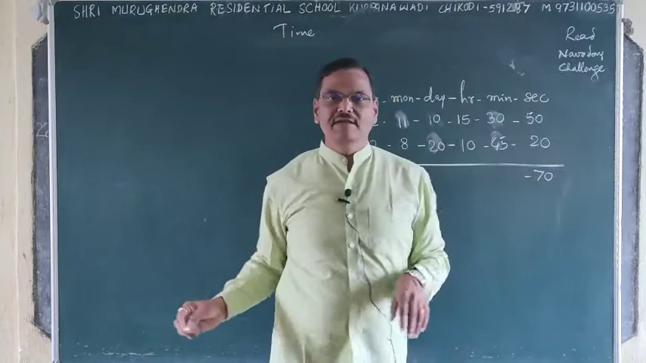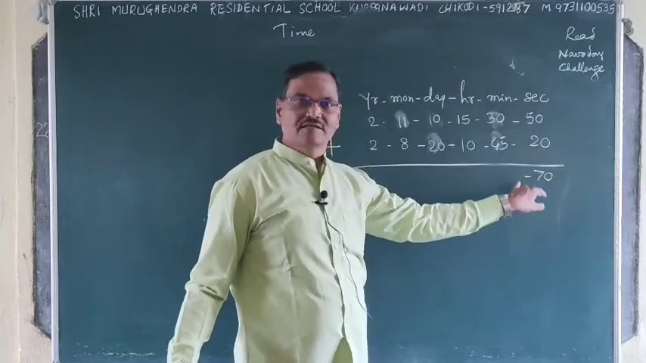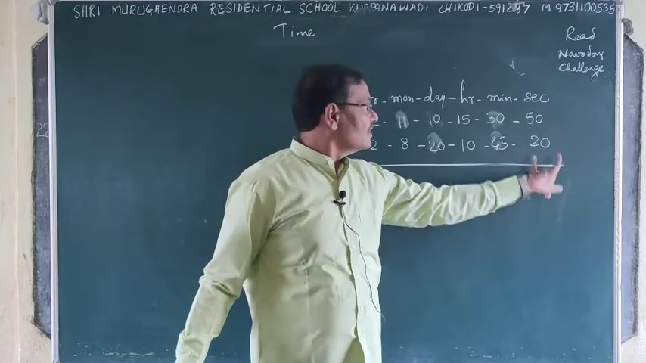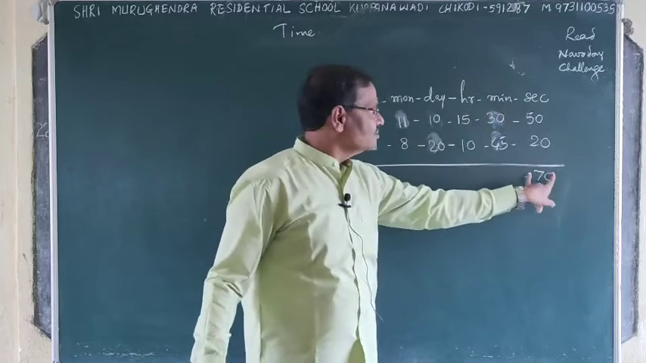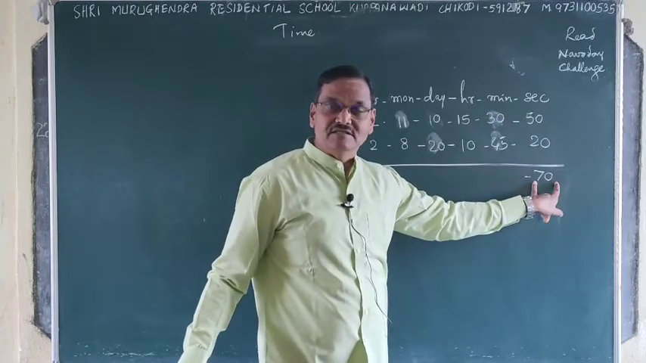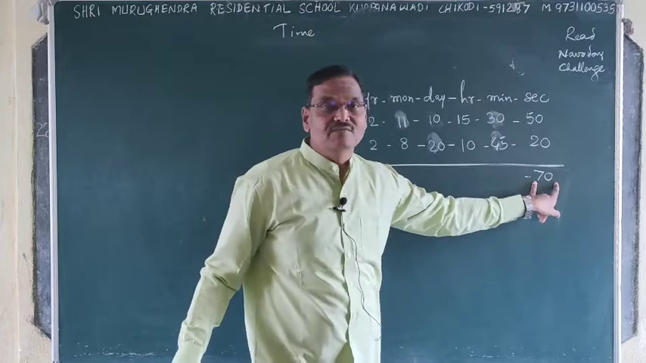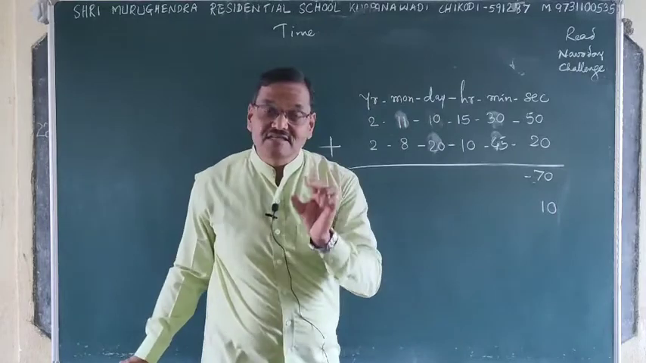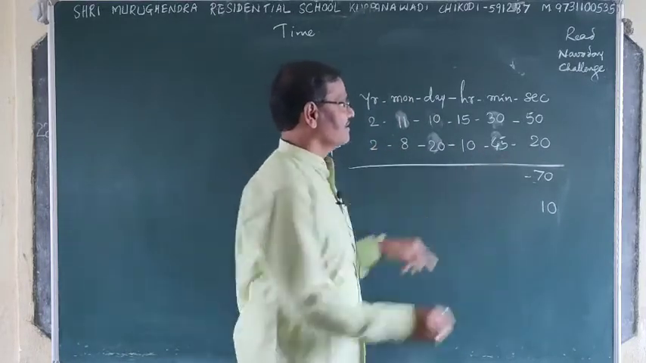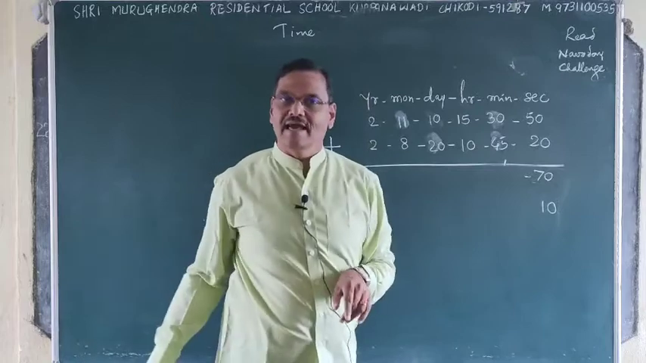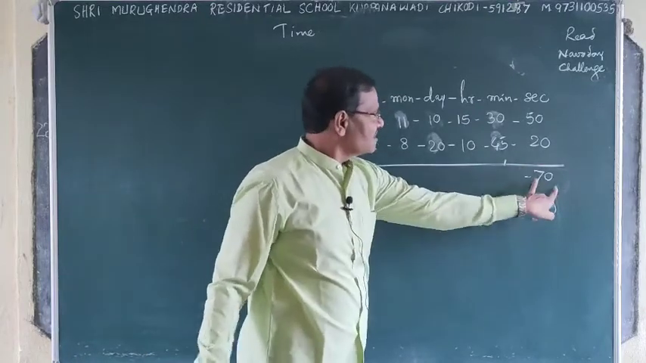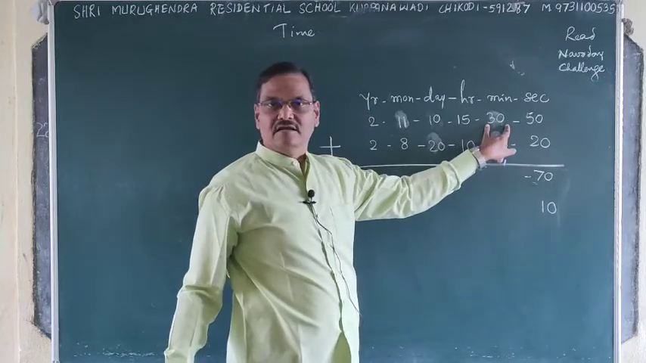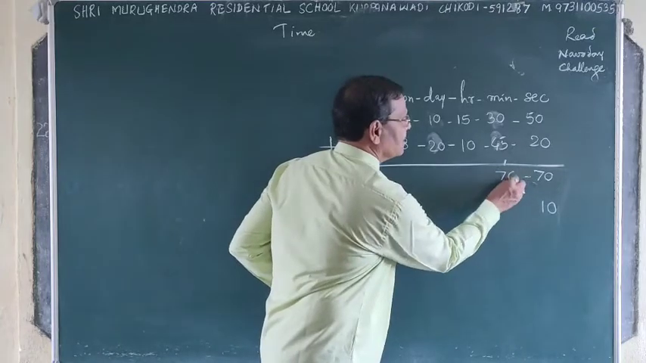But 70 we can't write in the second place, because 60 seconds make 1 minute. So reduce 60 from this. Take 60 units from this. Then how many units remain? 10 units. Then 60 units is 1 minute, so you have to give a carry of 1. Then it became 46, this 30, 76 it is.